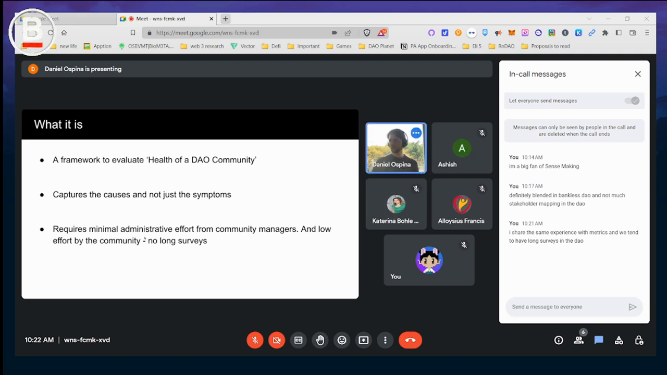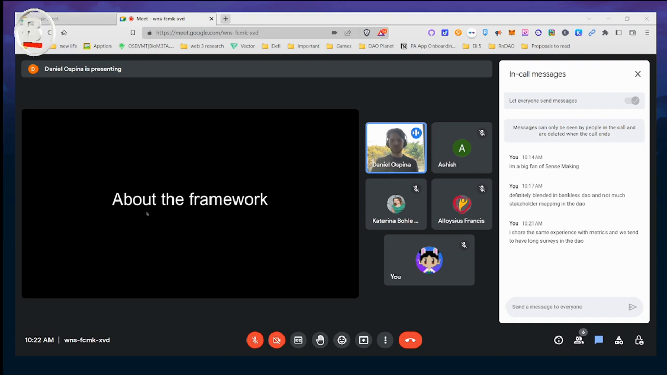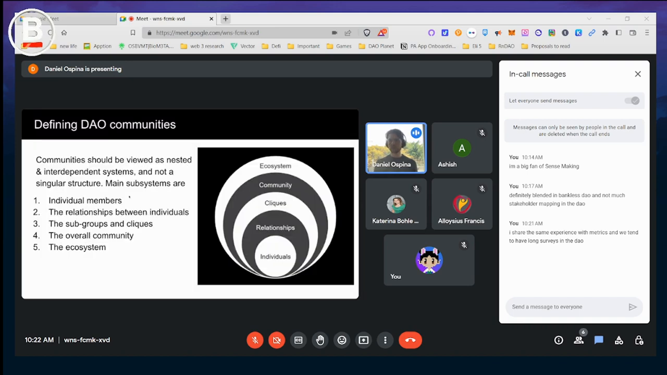Okay. Cool. So about the framework, let me give you a quick overview. The way we understood DAO communities is that a community is built in relation to many other pieces. It doesn't exist in isolation. So a community can only be as strong as the ecosystem it is part of. If the ecosystem it is part of collapses, the community is going to collapse.